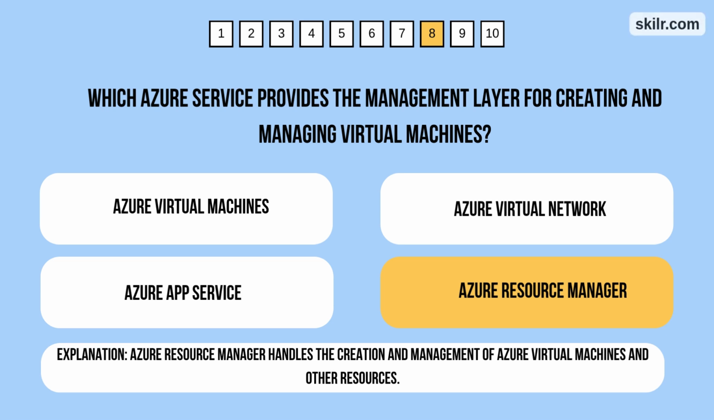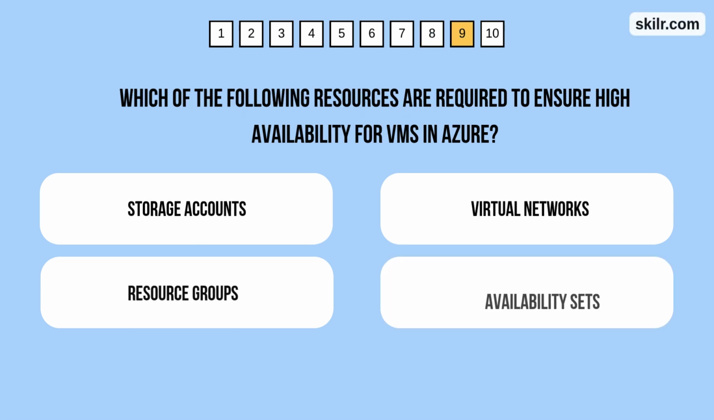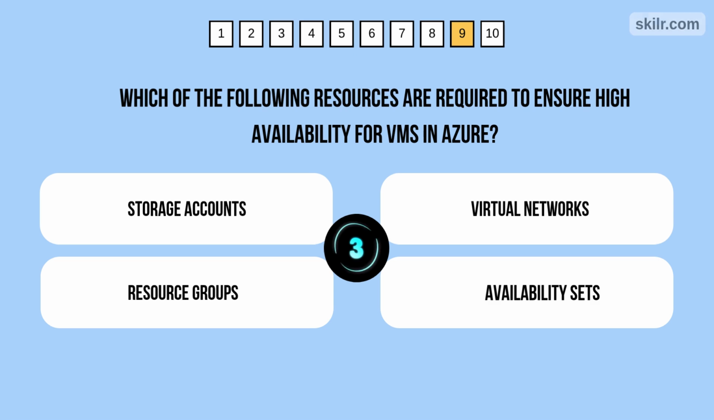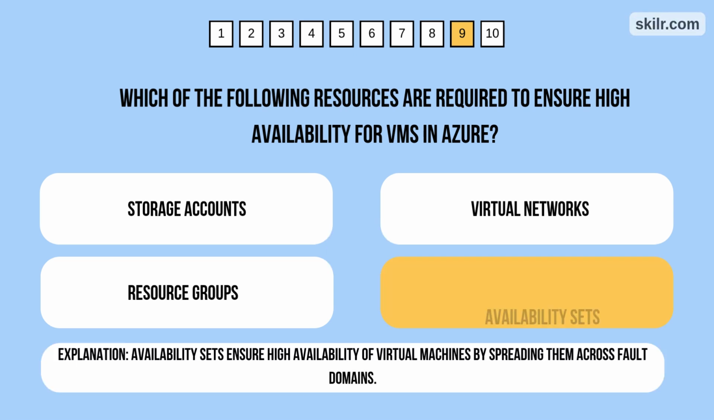other resources. Question 9. Which of the following resources are required to ensure high availability for VMs in Azure? The answer is availability sets, as availability sets ensure high availability of virtual machines by spreading them across fault domains.